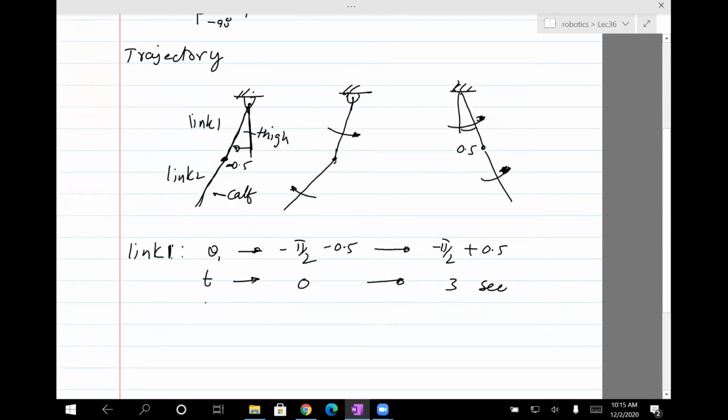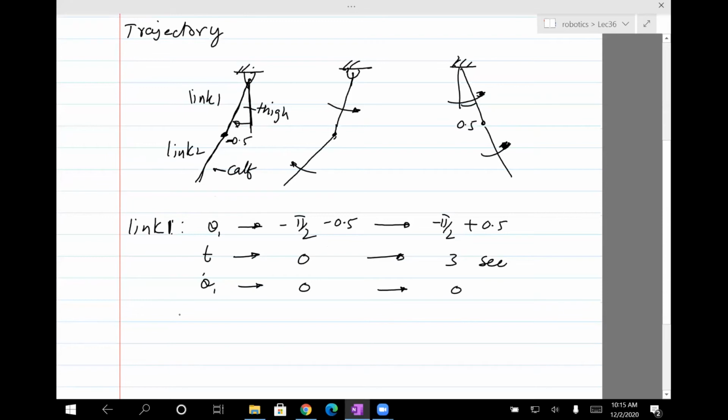Now we also want to ensure that the velocity, theta 1 dot, is 0 at the start and 0 at the end. And so we can write an equation which is a third order polynomial and solve for the a's. Okay, so that's for link 1.